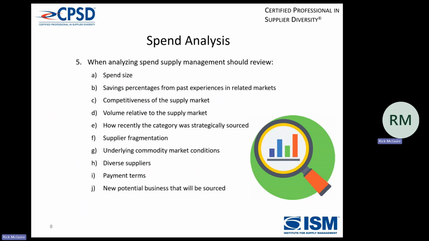Spend analysis. When analyzing spend, supply management should review spend size, savings percentages, past experiences, competitiveness of the market, volume related to the market, how recently the category was strategically sourced, supplier fragmentation, underlying commodity market conditions, diverse suppliers in the market, payment terms, and new potential business that will be sourced.